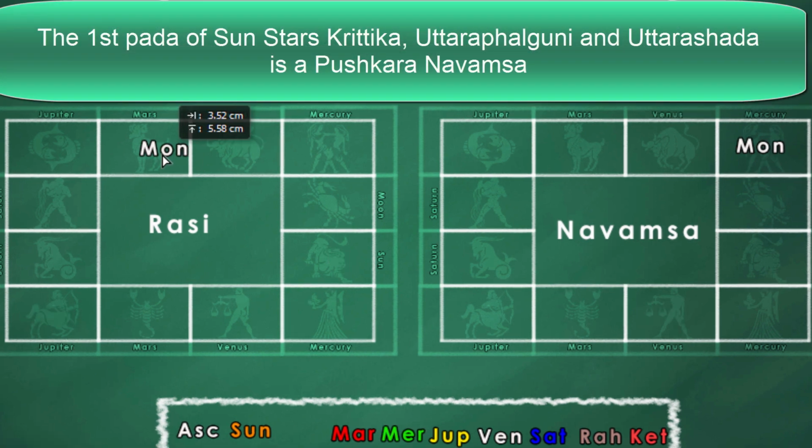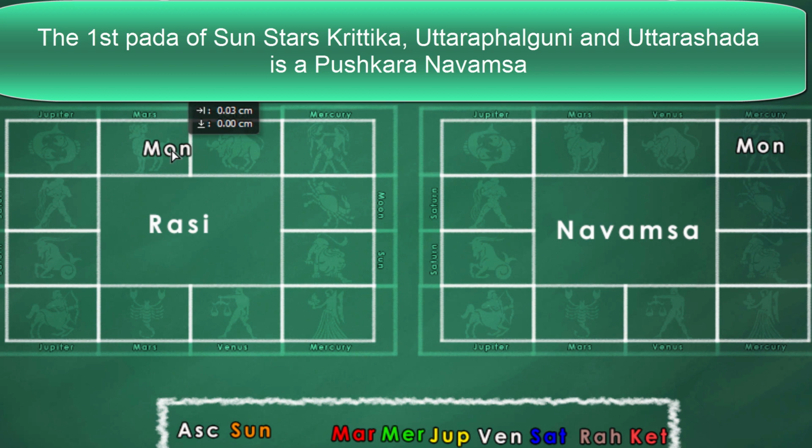Suppose you are born in Krittika first pada, which is the last part of Mesha. Therefore, the moon will be in the 9th pada of this particular sign. Then you are a Krittika first pada. The trinal stars to this are Uttaraphalguni first pada and Uttarashada first pada. All these three stars belong to the sun, and this is a Pushkara Navamsa.